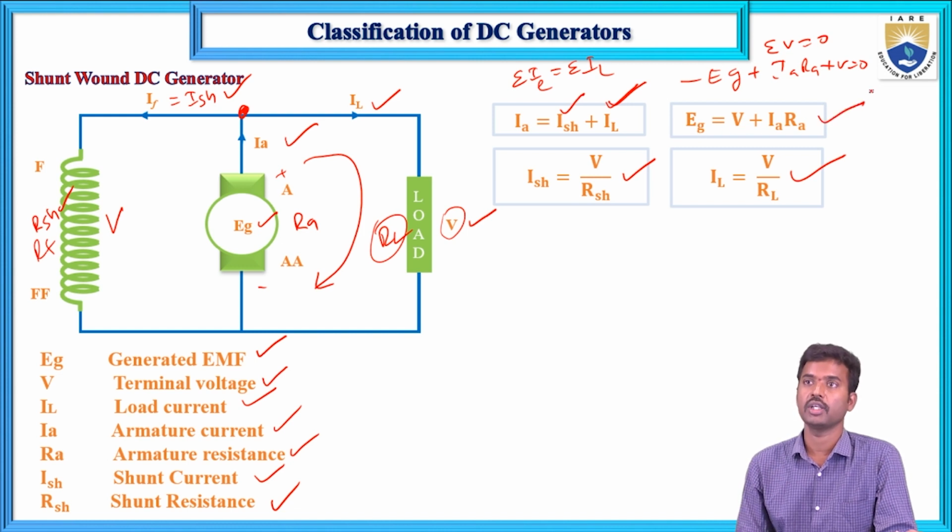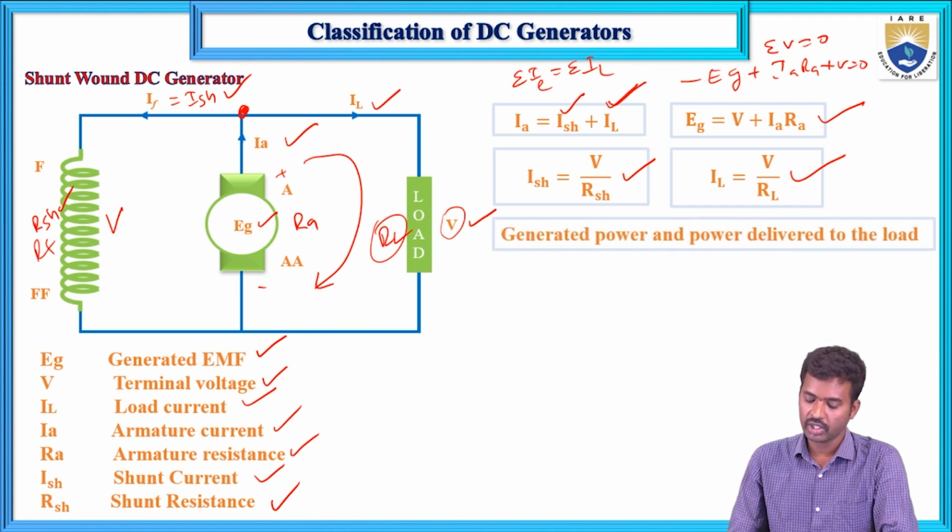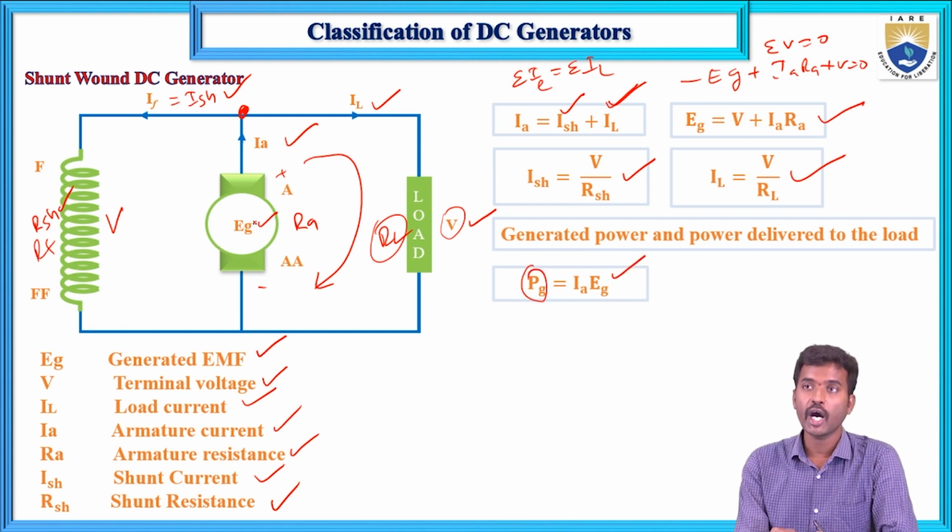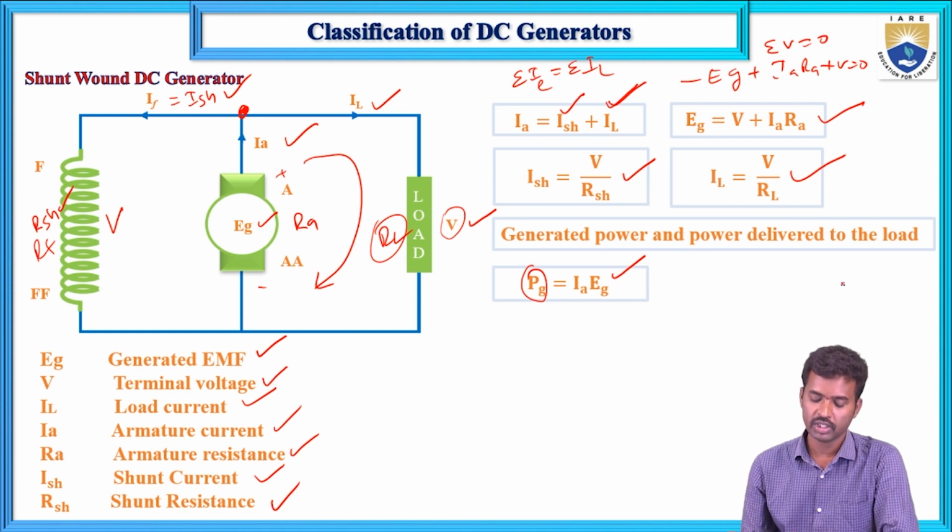This is most important. Similarly, in the separately excited DC generator, the formulas for power generated and power delivered to the load are the same here. Power generated, PG, equals Ia into EG, the armature current into the induced EMF, and power delivered to the load is the load current into the terminal voltage. So this is regarding the shunt wound generator.